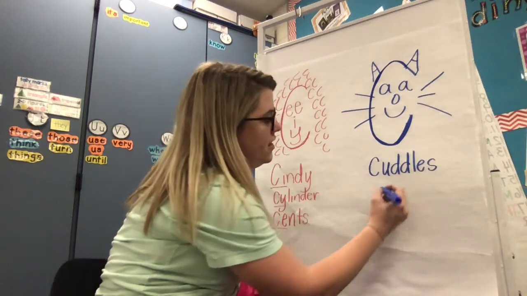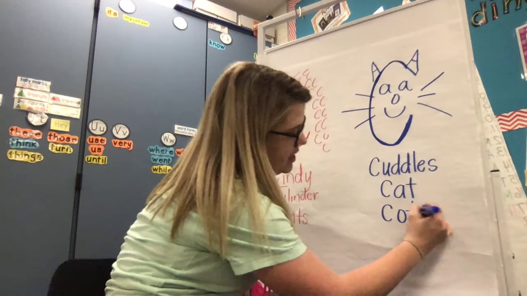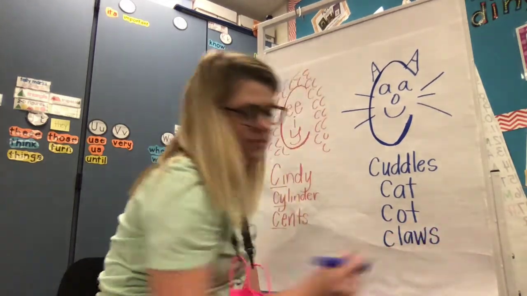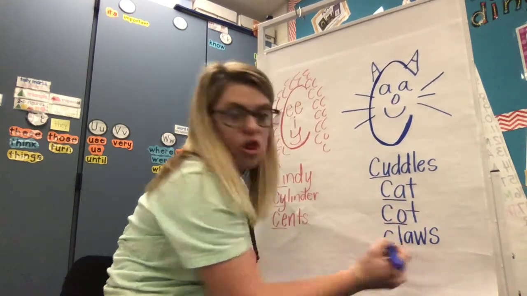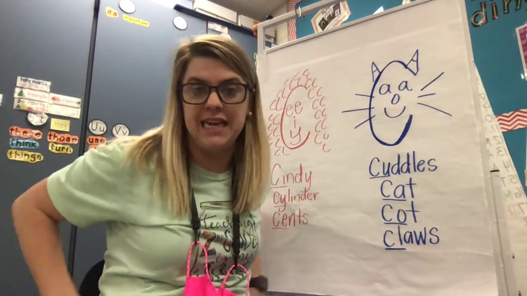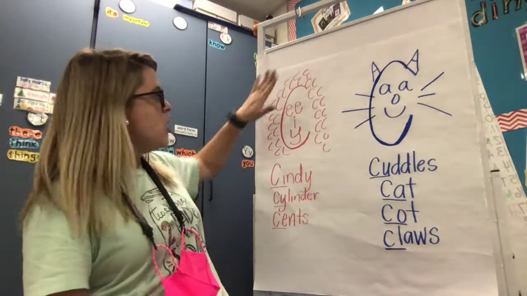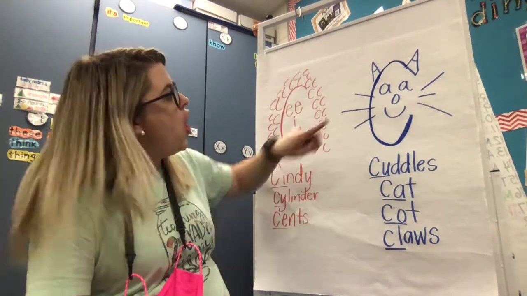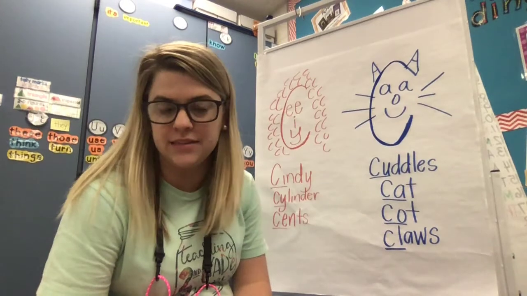So, Cuddles the cat sleeps on a cot and cuts things with his claws. All right? So, Cuddles, cat, cot, claws. Those words all begin with a C, but they're going to be a hard C because they have the K sound at the beginning. All right? So, we're thinking about soft Cindy, I, E, and Y. Hard C, Cuddles, U, A, O, or any consonant, okay?